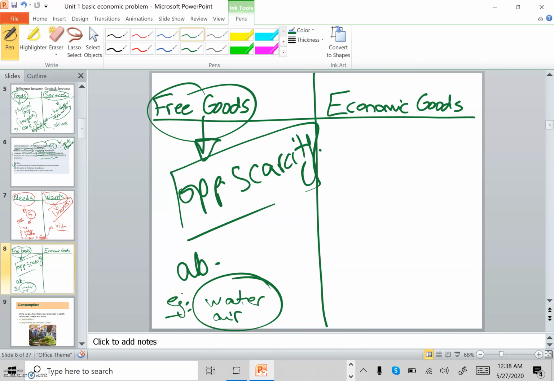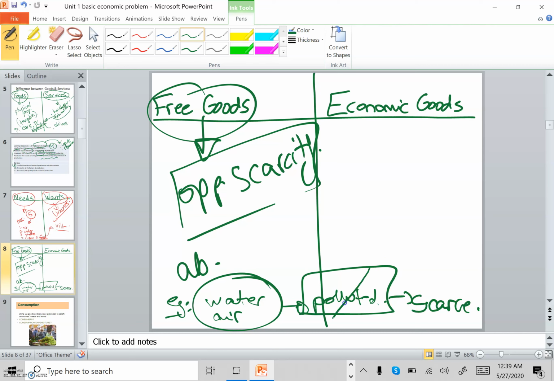They are found abundantly. Now, someone might argue and say, no, Miss, they are not abundant, they are scarce, because we do not have fresh air and fresh water. They are polluted. If you explain and tell me they are polluted and that's why they are scarce, it would be right. But if you do not mention the word polluted, you can mention these as being free goods because they are abundant. Okay?